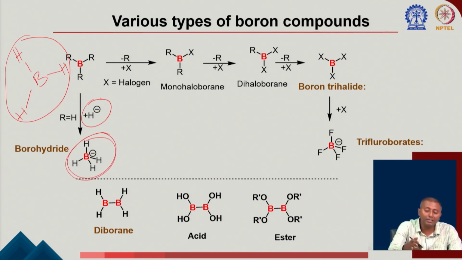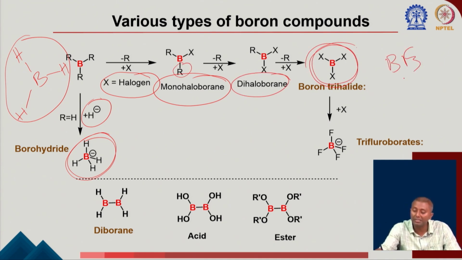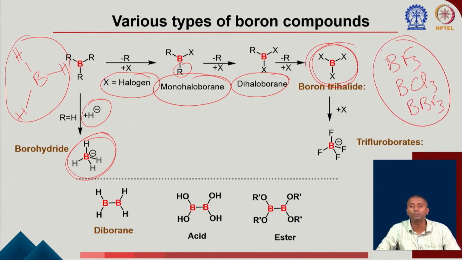And now if you replace this R group with a halogen, then you end up getting a monohaloborane. Now if you replace two R groups, those are called dihaloborane, and finally if you replace all three of them, it's called boron trichloride. This is another familiar compound. I am sure you have heard about BF3, BCl3, BBr3, correct? Acting as a Lewis acid. We are going to come back to that discussion as well.